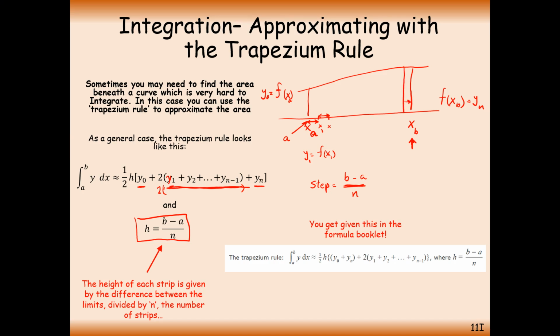The width is rather mistakenly called h here. I would call it W for width, but the formula booklet gives it as H, so I'm not going to change that. But be careful that we are actually calculating the width of each trapezium, and for uniformity, all widths will have to be the same.